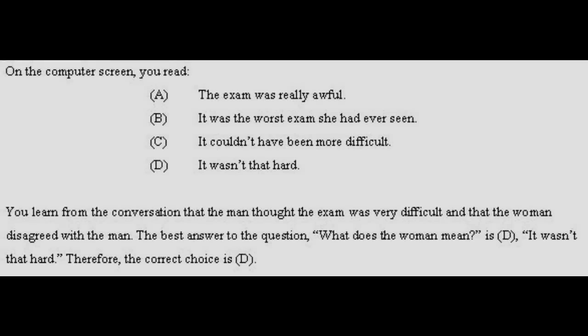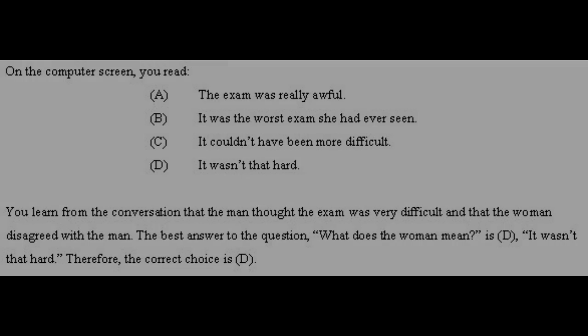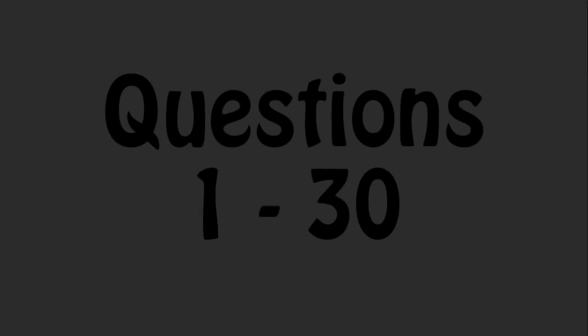On the computer screen, you read A. The exam was really awful. B. It was the worst exam she had ever seen. C. It couldn't have been more difficult. D. It wasn't that hard. You learn from the conversation that the man thought the exam was very difficult and that the woman disagreed with the man. The best answer to the question, "What does the woman mean?" is D. It wasn't that hard. Therefore, the correct choice is D.